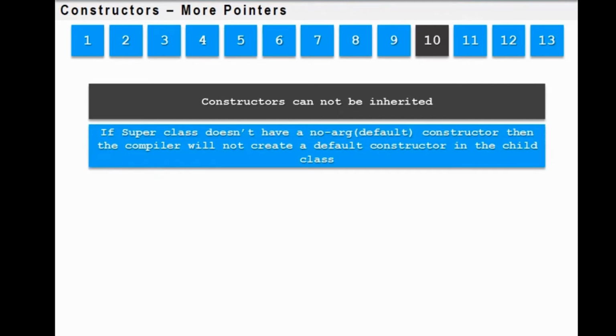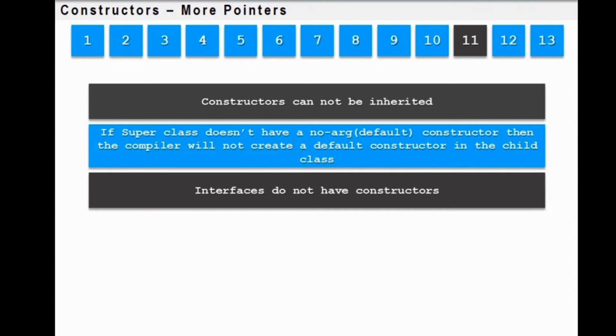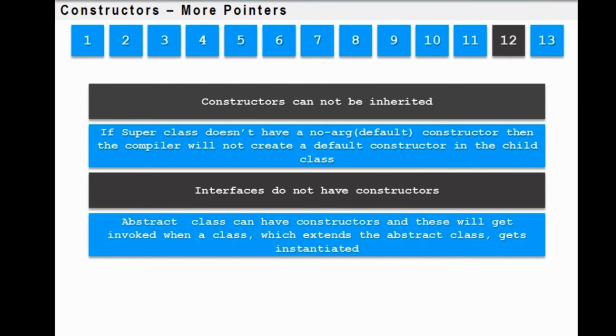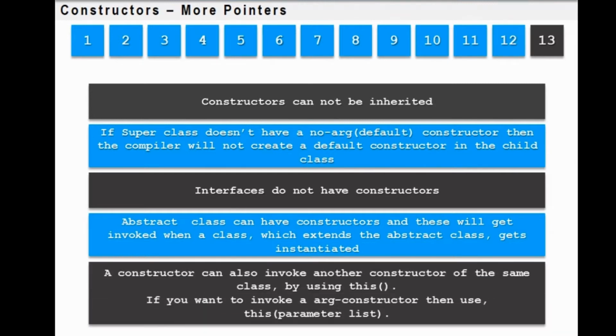If the superclass doesn't have a no-argument or default constructor, then the compiler will not create a default constructor in the child class, and hence, the developer has to provide an explicit constructor in the child class. Interfaces do not have constructors. Abstract class can have constructors, and these will get invoked when a class, which extends the abstract class, gets instantiated, that is, object creation of concrete class. A constructor can also invoke another constructor of the same class by using this. If you want to invoke an argument constructor, then use this parameter list.